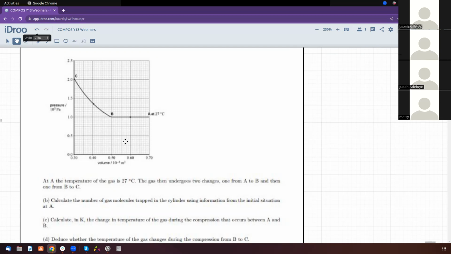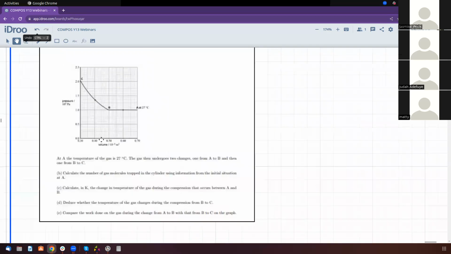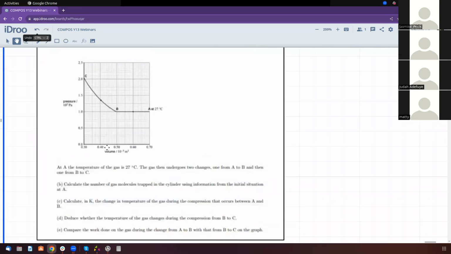Is there anyone doing something else rather than A level amongst you? Do we have any non-A level students, like IB students or pre-U students? No. Okay. So thermodynamics is the study of the work done by a gas, effectively. So this is the pressure of a gas, and this is the volume of a gas.